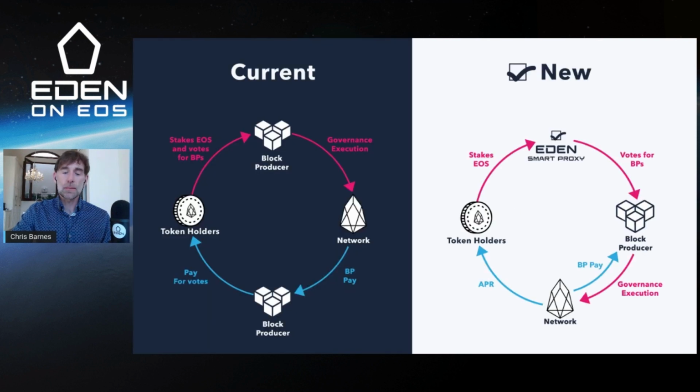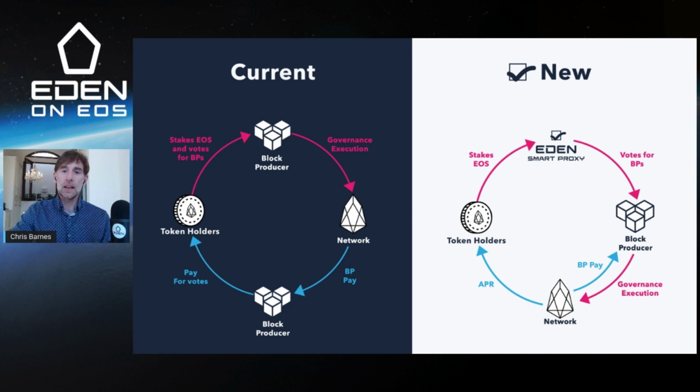We can see here 2 separate ways in which token reward distribution can be viewed. In the current mechanism, we have token holders on the left, and this includes large exchanges, large whales, and even just the average token holder like you and I. Token holders will stake their EOS and vote for block producers. The block producers then execute governance decisions, hopefully by the will of the token holders who vote for them.